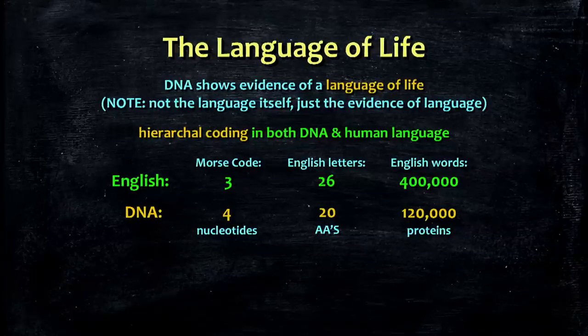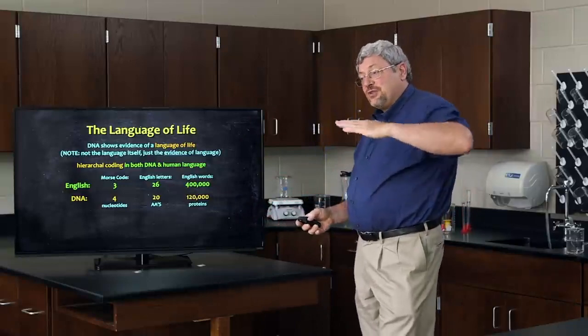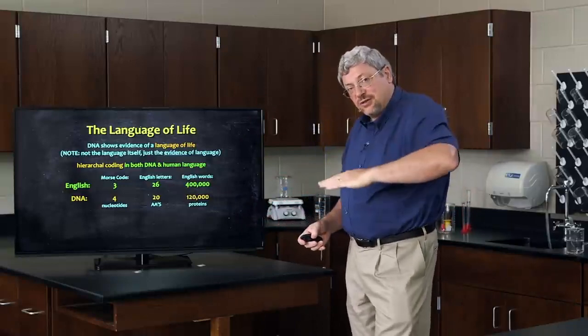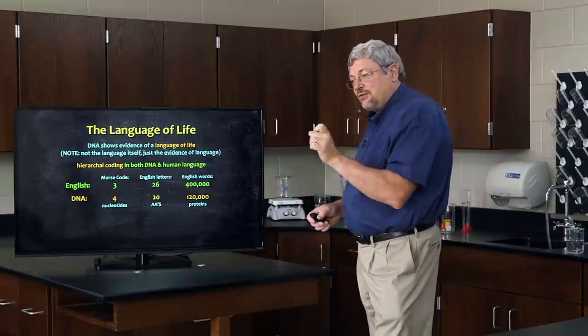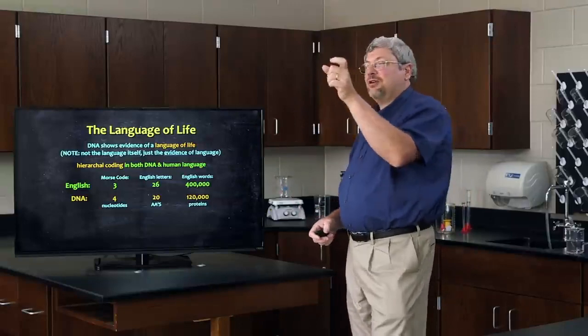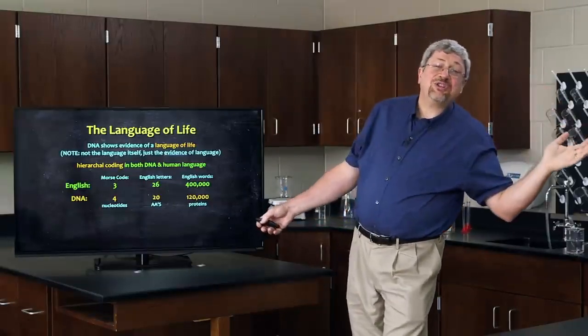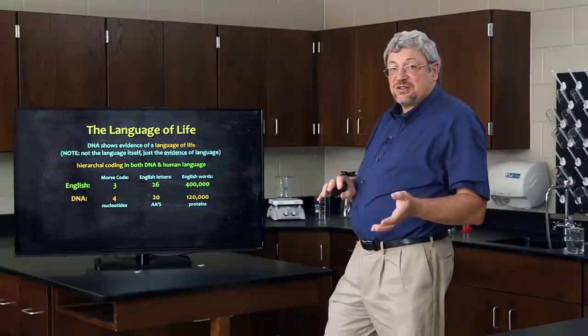The 400,000 words can be, that's the second level of coding, the words can be put together in sequences to produce sentences, concepts, very complex concepts. So we have multiple layers or hierarchical levels of coding. 3 coding for 26, 26 coding for 400,000, 400,000 coding for a virtually infinite number of concepts. DNA is analogous to that.